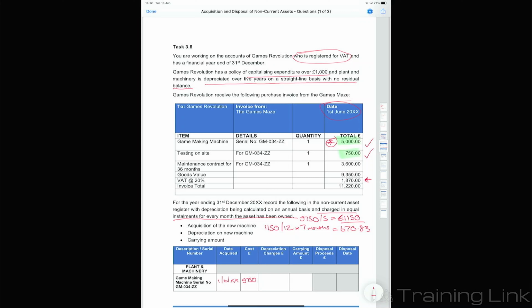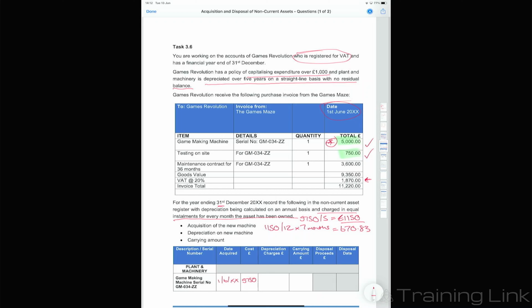Okay, so looking at it, we bought the item in June, okay, and the year end is at 31st of December. Okay, so end of June 1 month, July, August, September, October, November, December. So 7 full months there.